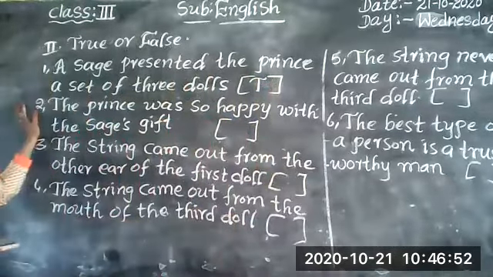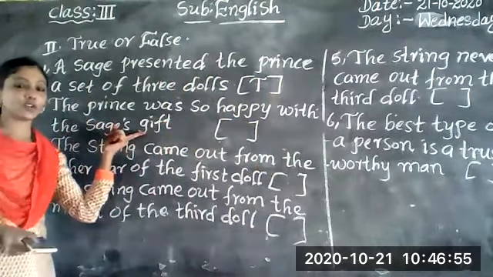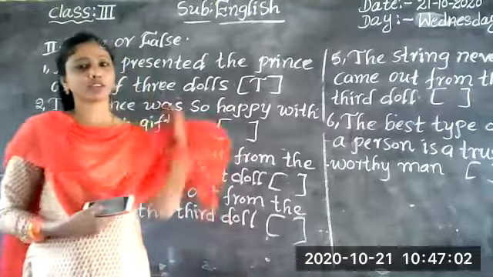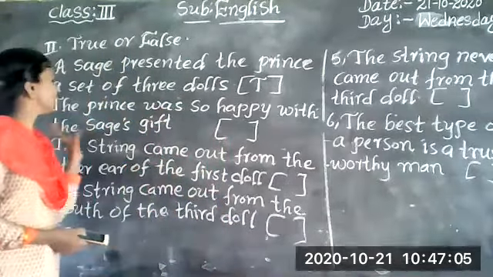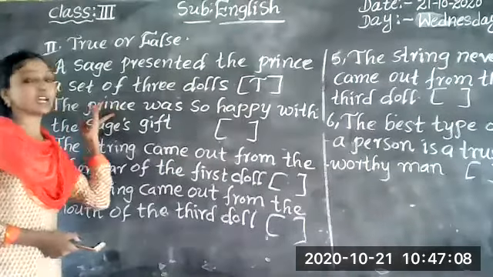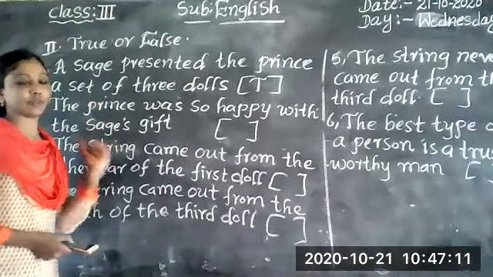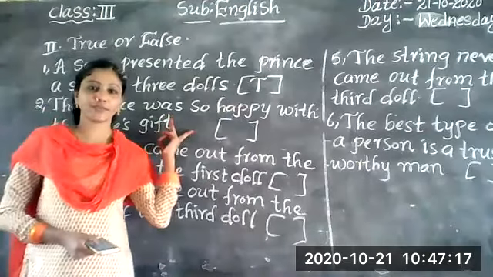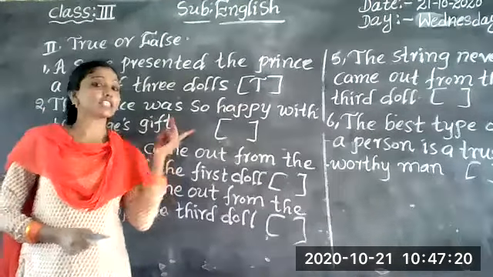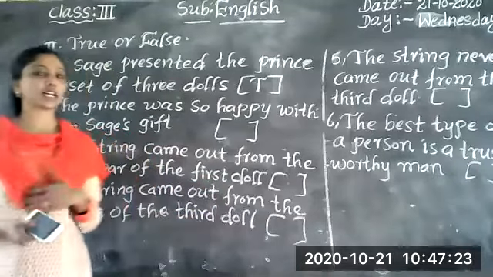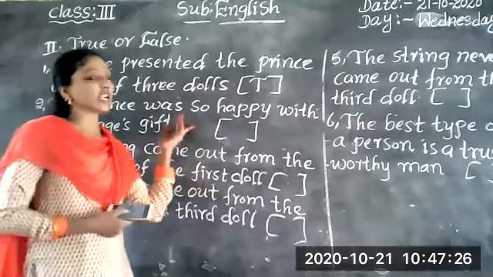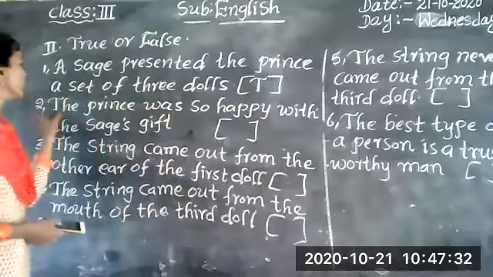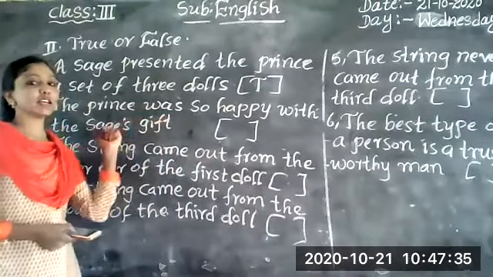Next, the prince was so happy with the sage's gift. When the sage presented the three dolls to the prince, was he happy or not? The sentence is about the sage's gift. But was the prince very happy on receiving the sage's gift of three dolls? Is the statement true or false? No, he is not happy. He also asked a question about receiving those dolls. So that's why we can understand that the prince was not happy with the sage's gift. But in the sentence given, the prince was so happy with the sage's gift.